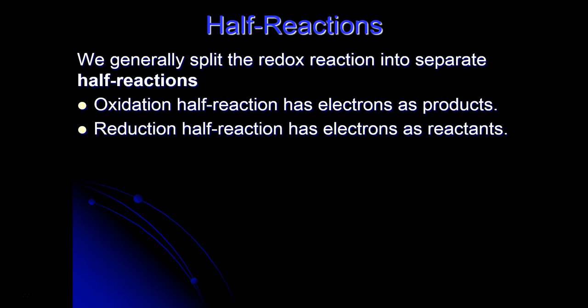Now, we typically split these redox reactions like we did in the previous slide. We split them into 2 separate half reactions so that we can look at oxidation and reduction separately. The oxidation half reaction always has electrons as a product because the reactant is giving away electrons. On the other hand, the reduction half reaction always includes electrons as reactants because in reduction, the reactant is gaining electrons to form something else.